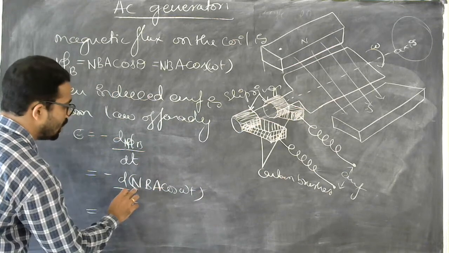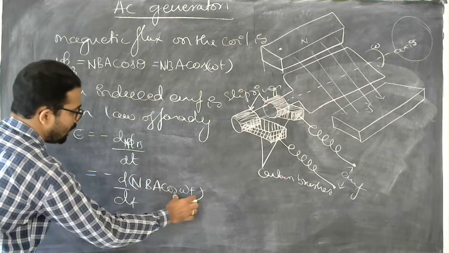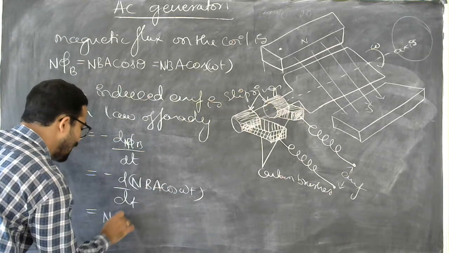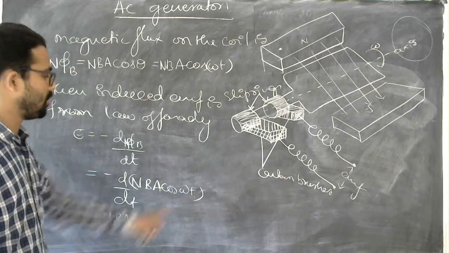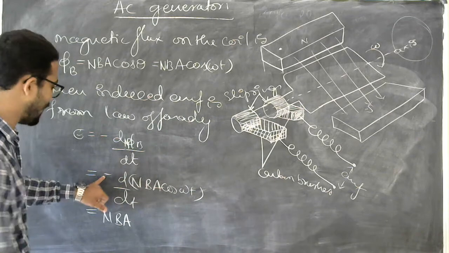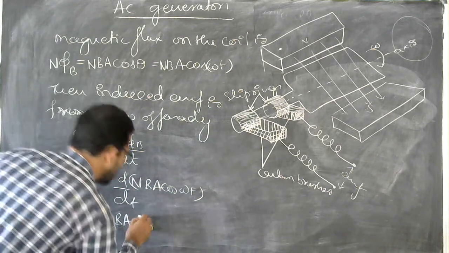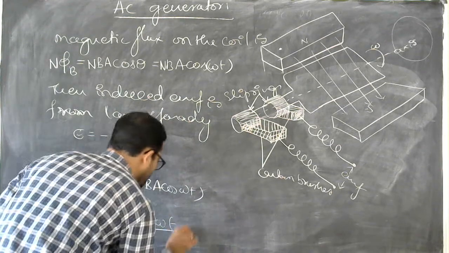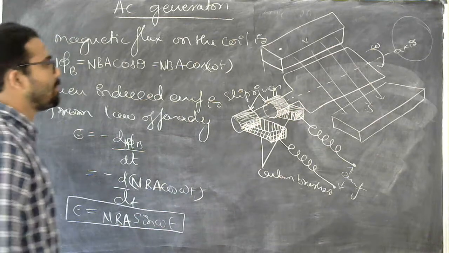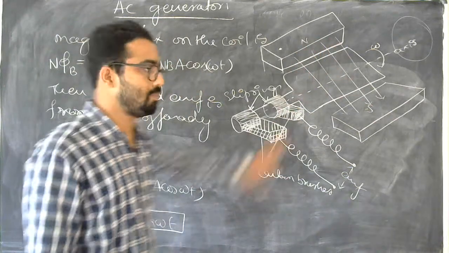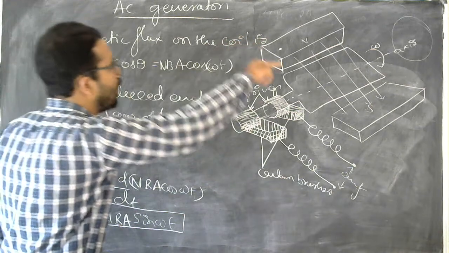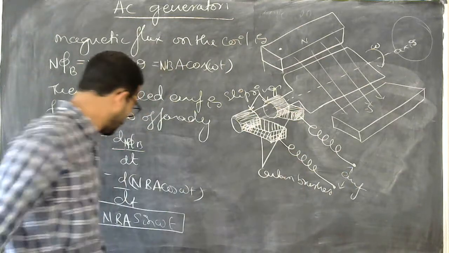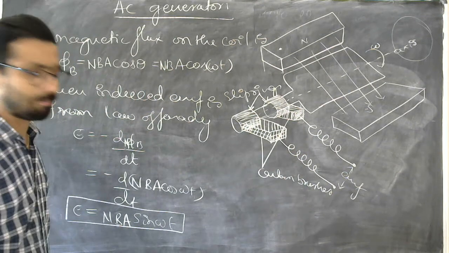Now take the n, B and A outside, as they are constant. The variable is ωt, theta is a variable, that's fine. So n B A, differentiation of cos is minus sine, and already there is a minus, so minus into minus is plus. That is why this is sine ωt. So this is the equation for EMF induced in a rectangular coil placed in this arrangement. So E is equal to NBA sin ωt.